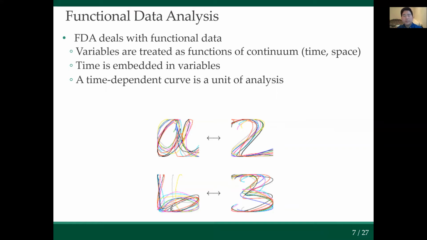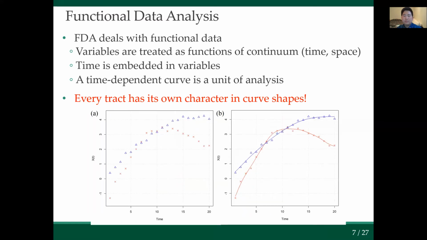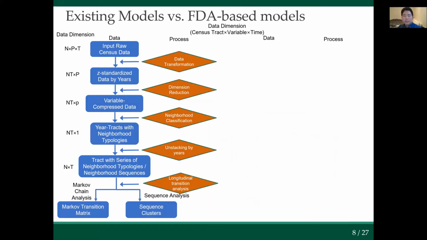If we use this idea of FDA in longitudinal neighborhood analysis, time can be embedded in variables, and temporal changes of neighborhoods can be expressed as a function of time. If we can examine the patterns of the time-dependent curve, we can compare and contrast longitudinal patterns of neighborhood changes. So basically, FDA can simplify the analytical process of neighborhood trajectory analysis.